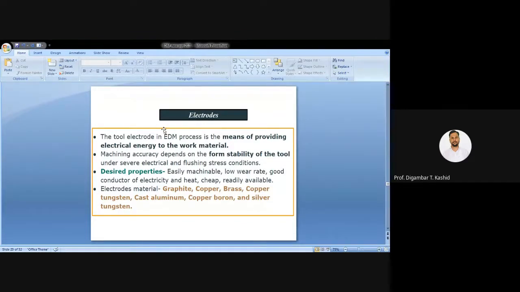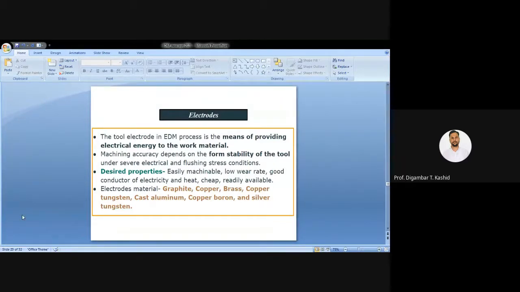Now, as we know, our tool as well as our workpiece are both electrically conductive materials, so we call the tool an electrode here. The first question that arises is: what desired properties are required for this electrode metal? In this slide I have given the different properties required for the electrode metal.